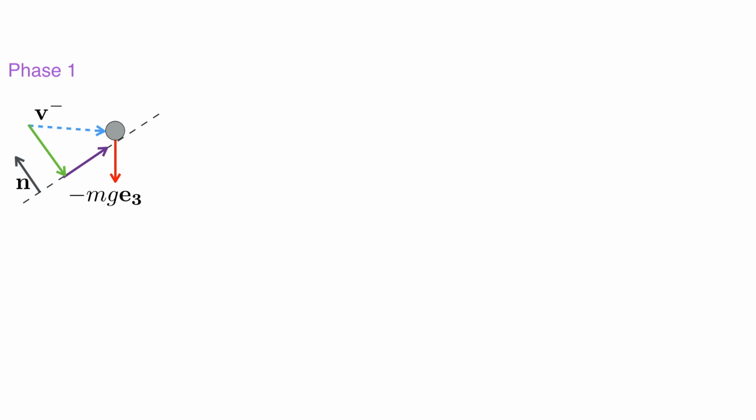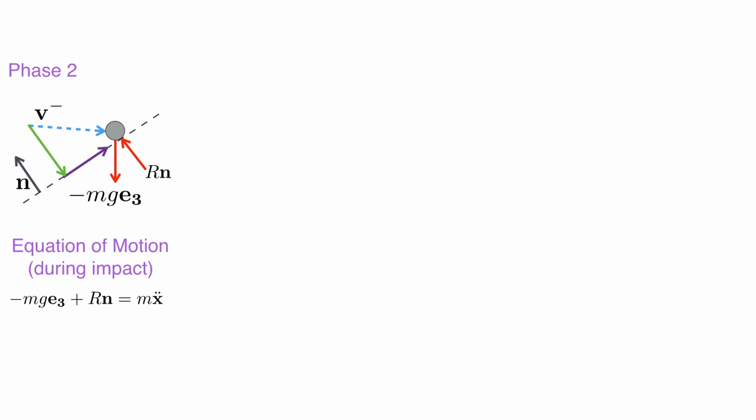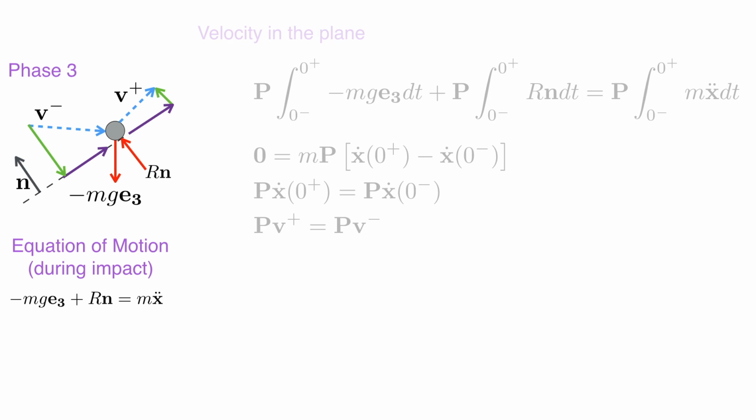So we have some v minus, which is our velocity before impact, and then we have the minus mg. And then suddenly there's some reaction force perpendicular to the plane, which is in the n direction. During this instant in time, our equation of motion actually changes. So our equation of motion goes from free fall to minus mg in the E3 plus r n is equal to m x double dot. And then after impact, this is phase 3, we're going to have some velocity afterwards.